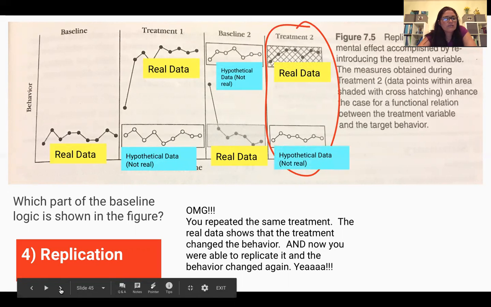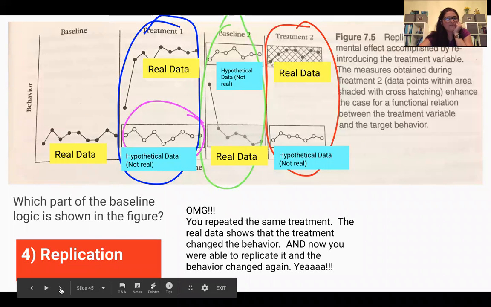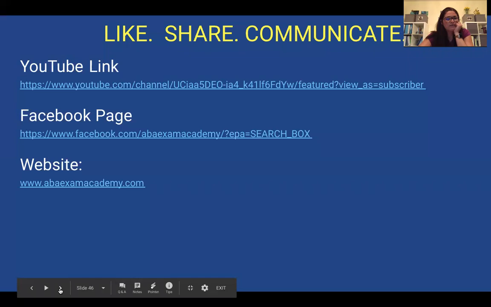So again, let's repeat. Which one? Pink by itself? Prediction. Blue? Affirmation of consequence. Woohoo! And green by itself? Verification. Good job, guys. And that is it. Wow.